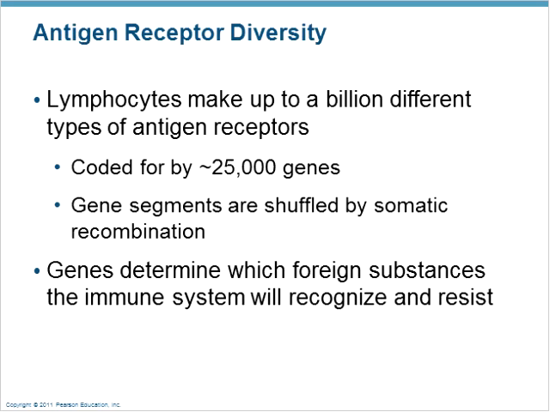Antigen receptor diversity. Lymphocytes make up to 1 billion different types of antigen receptors. They're coded for by 25,000 or so genes, and the gene segments are shuffled by what's called somatic recombination. Genes determine which foreign substances the immune system will recognize and resist. So that's the diversity of our lymphocytes. That's pretty cool when you consider they're coded for by 25,000 different genes. And the gene segments are shuffled by somatic recombination, and they help determine how we're going to react to a foreign substance or a foreign antigen.